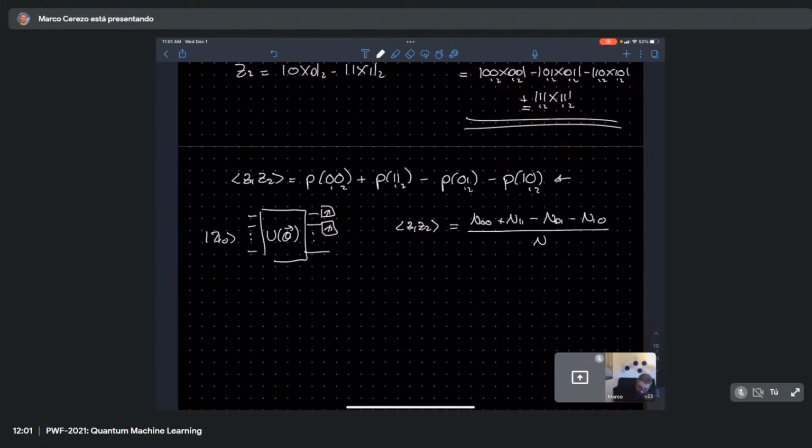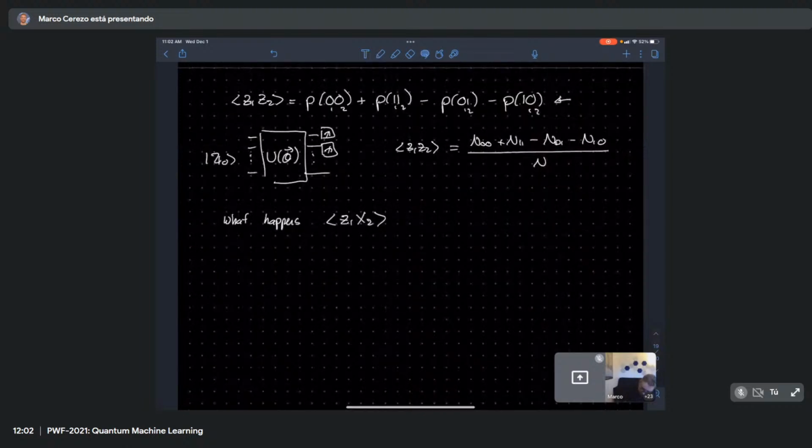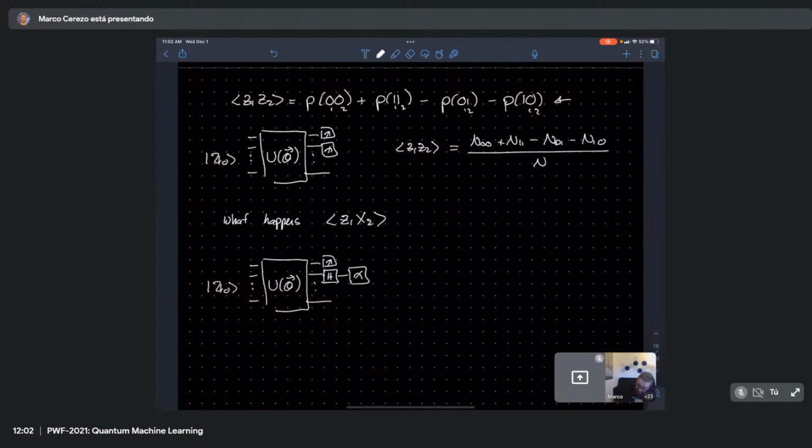And of course, the next logical question is, what happens whenever we want to try to compute expectation values of Z1, X2? We're not going to go through the whole hassle again, but you can probably already see where this is going. We're going to use the same circuit, copy, paste. What do we need to do? We need to make a change of basis here. We're going to add a Hadamard here, and we're going to measure.